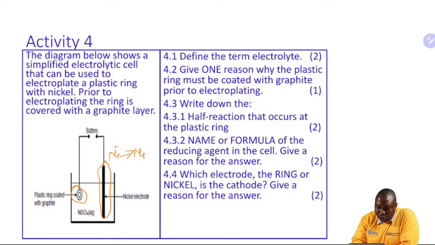You will see nickel is a 2+. So it's nickel 2+ plus 2 electrons. How do you know that nickel is a 2+? Remember what I said, sulfate. Our electrolyte here is nickel sulfate. That sulfate, I said to you, SO4 is a 2-.